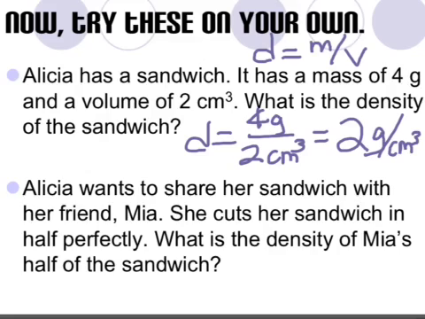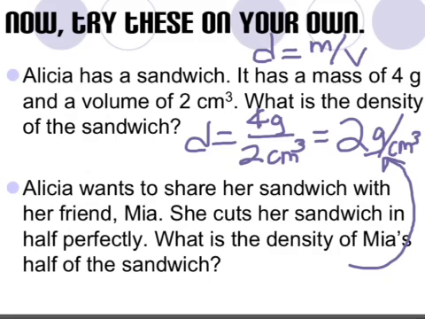Second problem, Alicia wants to share her sandwich with her friend, Mia. She cuts her sandwich in half perfectly. What is the density of Mia's half of the sandwich? Well, this is kind of a trick question because density is a property of matter. It's not like mass where you cut it in half and it's half, or volume where you cut it in half and it's half. Density is a property of that piece of matter. So if you have a given sandwich, its density is the same no matter how you cut it. So her sandwich would have the exact same density. No matter how big a piece you had, it would be 2 grams per cubic centimeter.